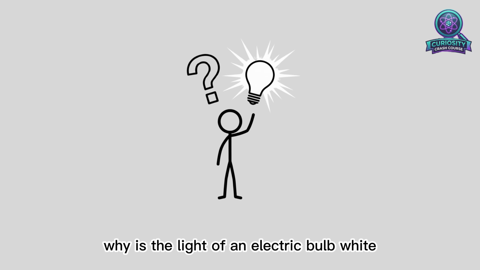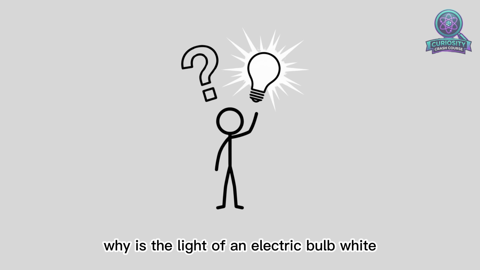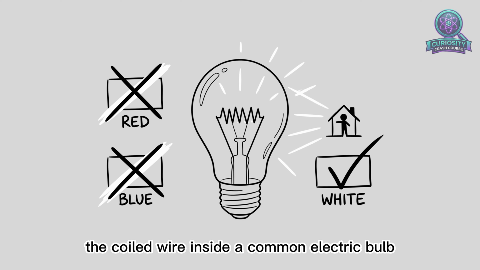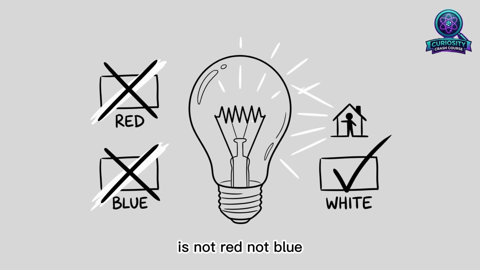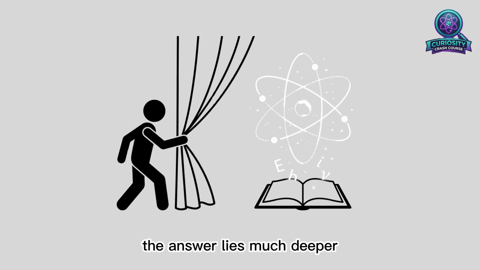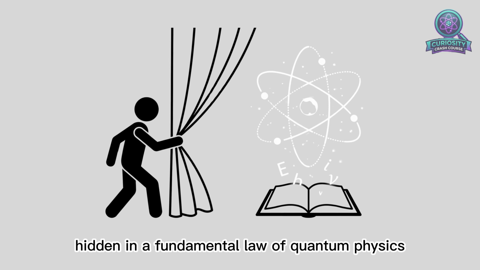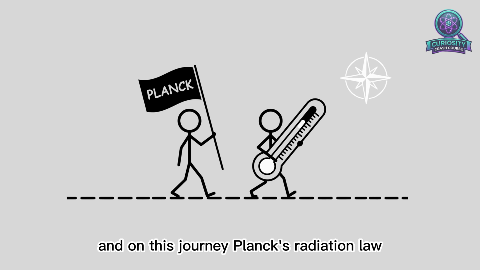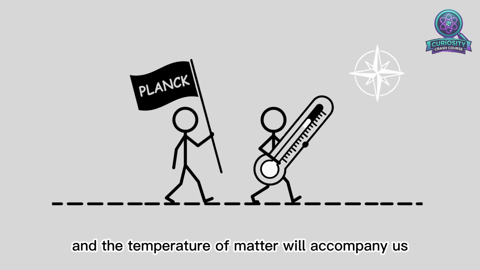The question is, why is the light of an electric bulb white? Have you ever wondered why the coiled wire inside a common electric bulb is not red, not blue? It illuminates our homes with exactly white light? The answer lies much deeper, hidden in a fundamental law of quantum physics. And on this journey, Planck's radiation law and the temperature of matter will accompany us.